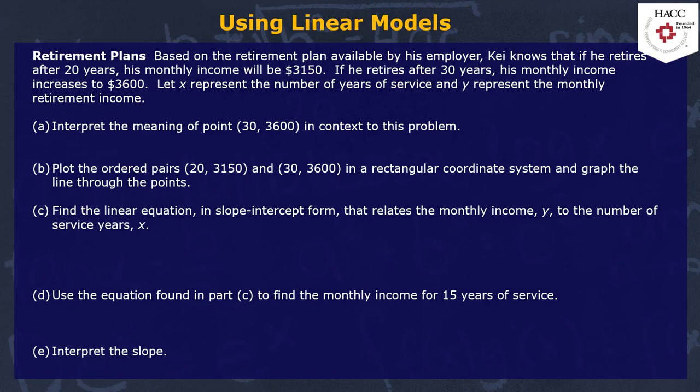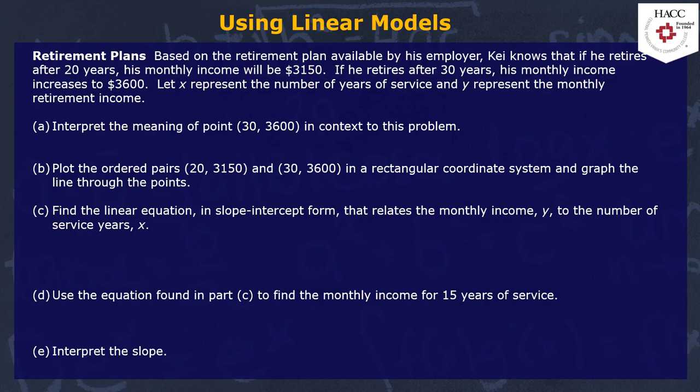Based on the retirement plan available by his employer, Kai shows that if he retires after 20 years, his monthly income will be $3,150. If he retires after 30 years, his monthly income increases to $3,600. Let X represent the number of years of service and Y represent the monthly retirement income. And you're asked to do these several things with it.